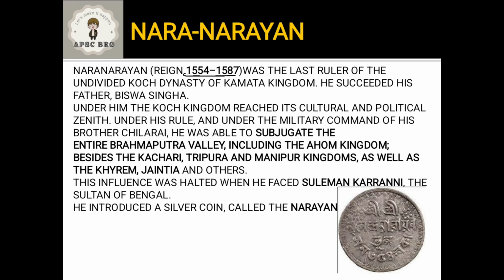So, under him, the Kush kingdom reached its cultural and political zenith. Under his rule and under the military command of his brother Chilarai, he was able to subjugate the Brahmaputra Valley, including the Ahom kingdom, Kasari, Tripura, Manipur kingdoms, as well as the Jaintia kingdom. They had this aggressive warfare. They knew the importance of roads and the navy. They started developing a standing army, small even if it was. Their infantry was as big as 4 lakhs, 4.25 lakhs or so.